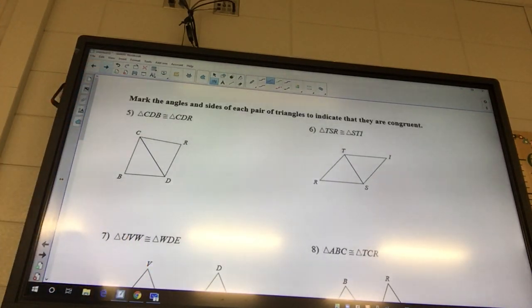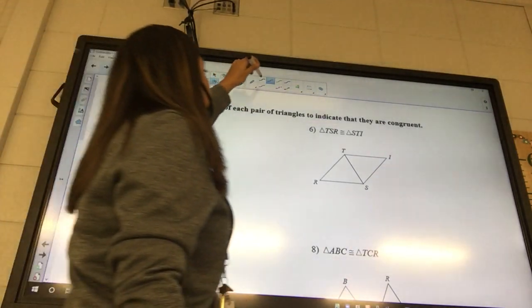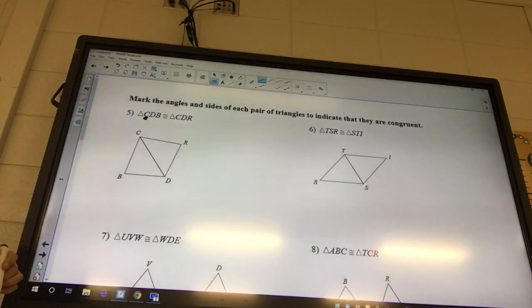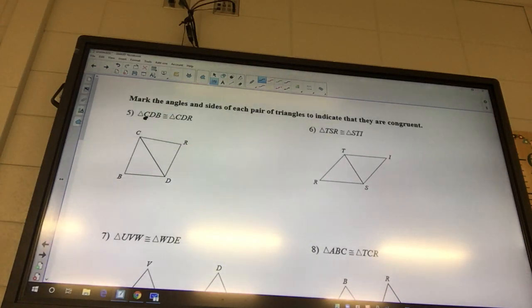On all these, you need to make sure that you're reading the directions. Mark the angles and sides of each triangle to indicate that they are congruent. So this is one of the marking ones. I always do the angles first because to me that's the easiest. So what is angle C congruent to? D. How do I know which C? I really don't know either.